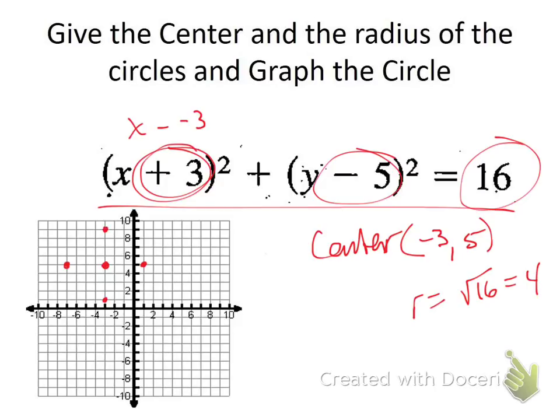And then you would want to draw a very nice, perfect circle, just like that one. All right, maybe it's not perfect, but hopefully you get the idea. All right?